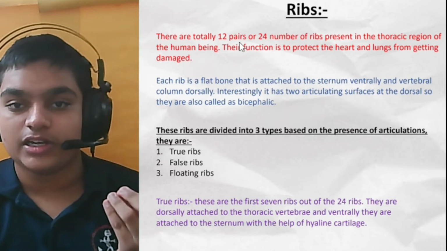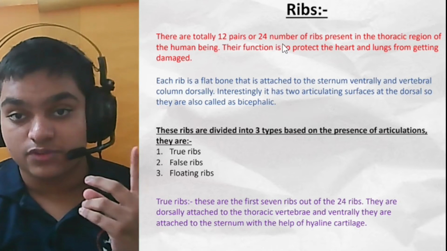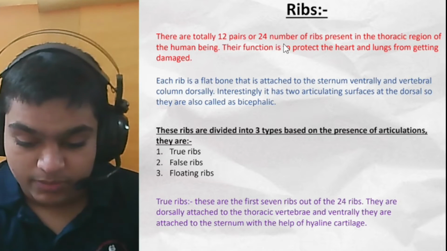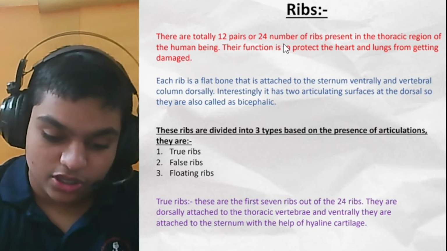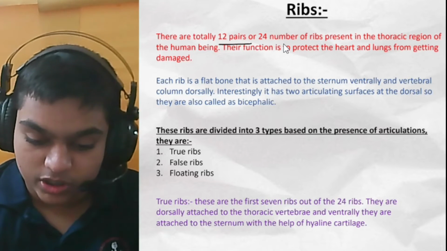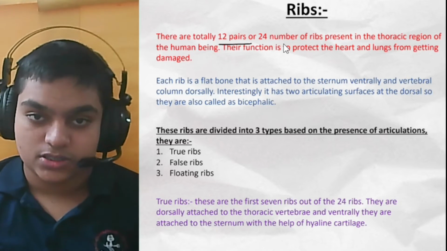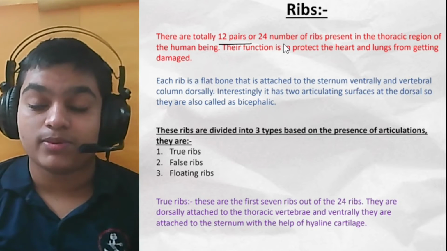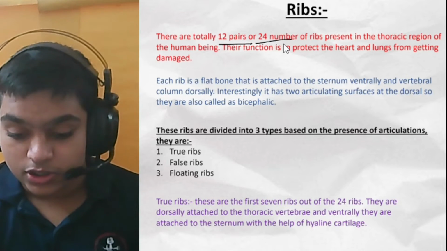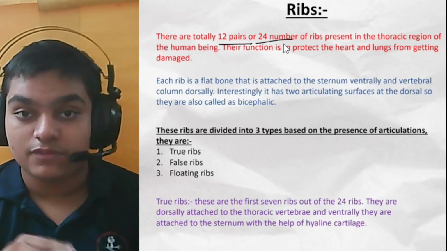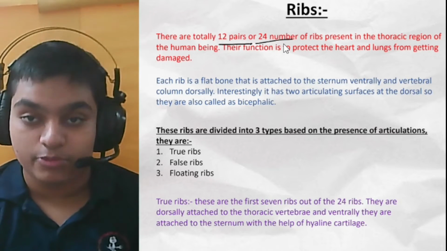Ribs, there are totally 12 pairs and 24 in number. Here they can confuse you while asking in your examinations. They can give 24 pairs and 12 pairs. If they give pairs, you have to opt 12, and if they give number, you have to opt 24.